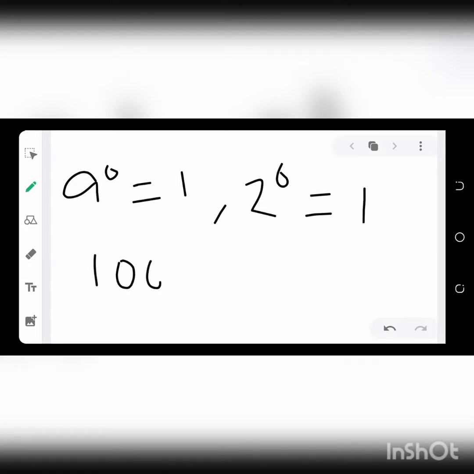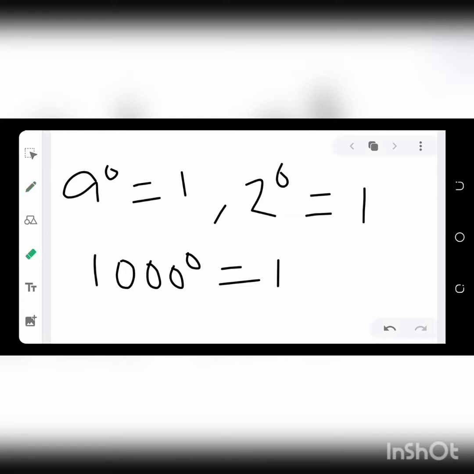Okay, the first law is the power zero law. It simply states that anything raised to the power of zero is 1. For instance, when I have a raised to power 0, it equals 1, or 2 raised to power 0 is still equal to 1, or even 1000 raised to the power of 0 is still equal to 1. Anything raised to the power of 0 is 1.